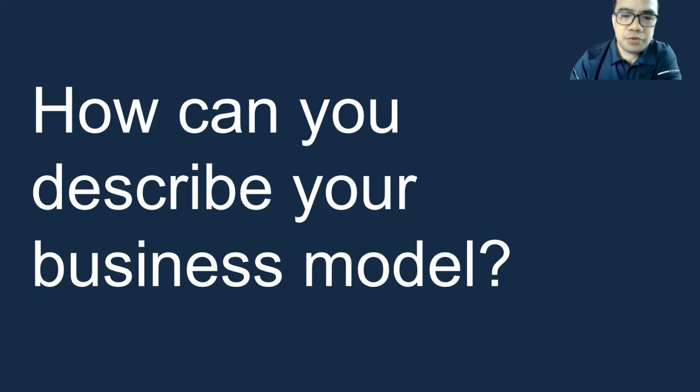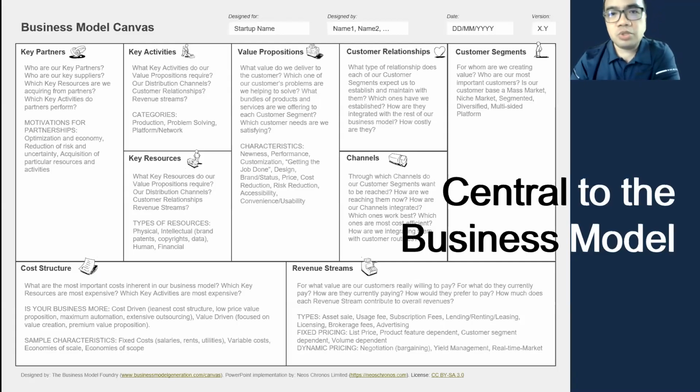So how can you describe your business model? Okay, we go to this part. Now, this is the business model canvas, finally. The business model canvas is central to the business model. We mentioned the nine blocks. If you look at this template, you can find the things that we mentioned earlier: the key partners, the key activities, key resources, value propositions, customer relationships, channels, customer segments, cost structure, revenue streams.